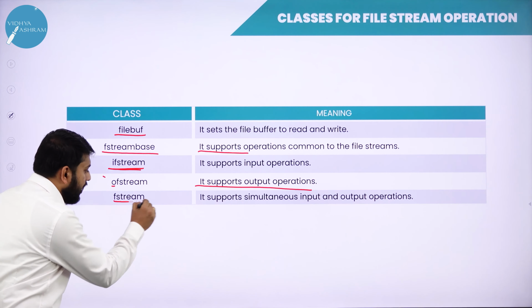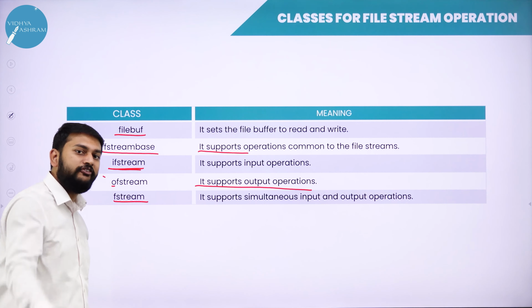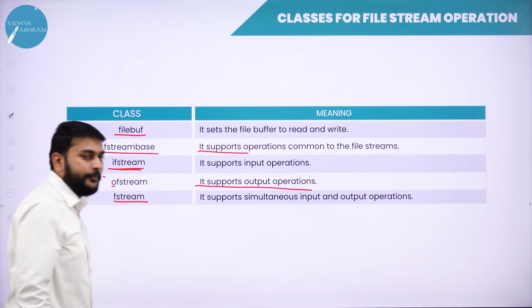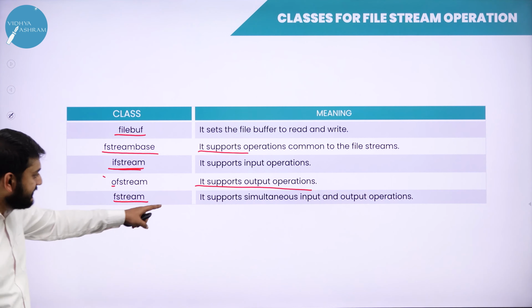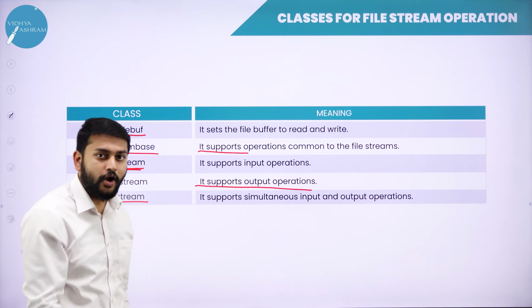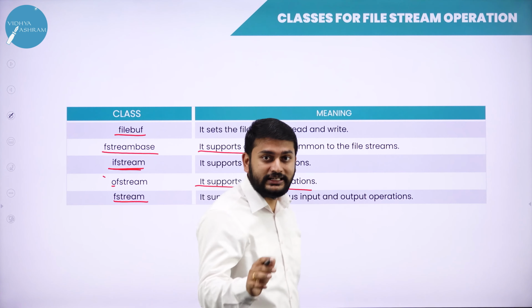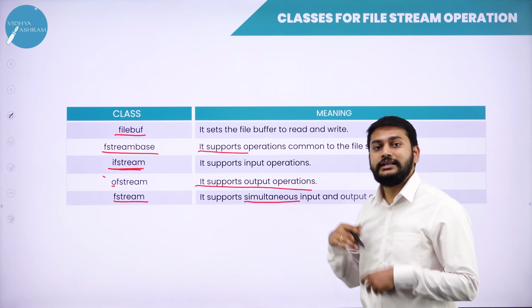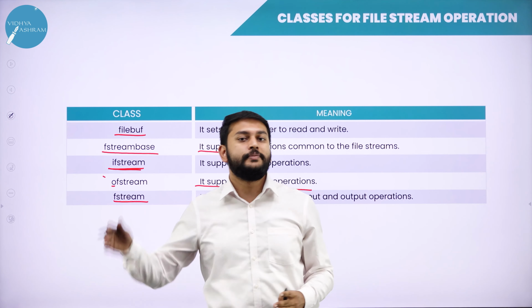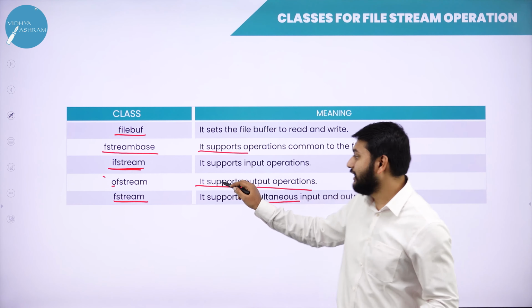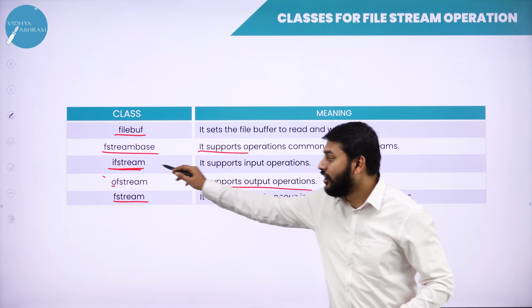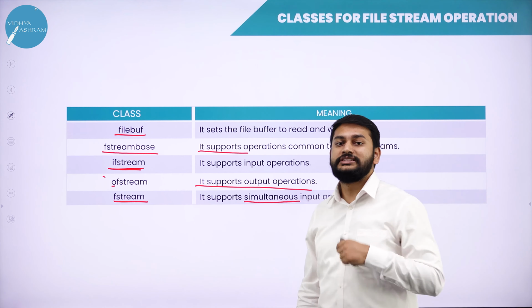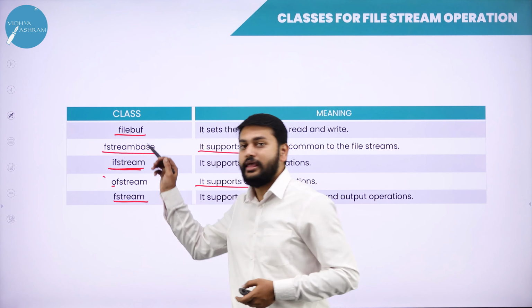What is the next one that I have? fstream. No I, no O. If I remove this I and O, please understand, it supports simultaneously input and output operations. Simultaneously, that is the word that you have to remember. At a time, it allows you to perform read and write. But here I'm restricting only for output. Here I'm restricting it only for input. But here I'm not restricting it. Both the things can happen simultaneously if I use the class fstream.